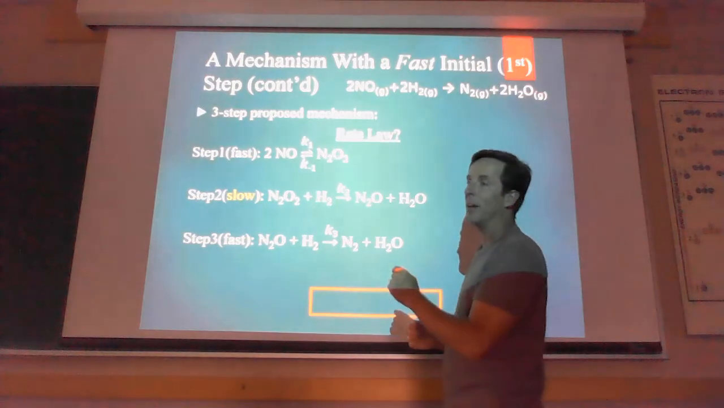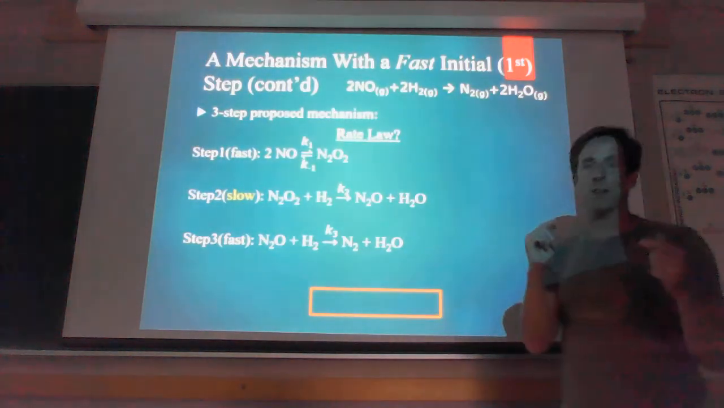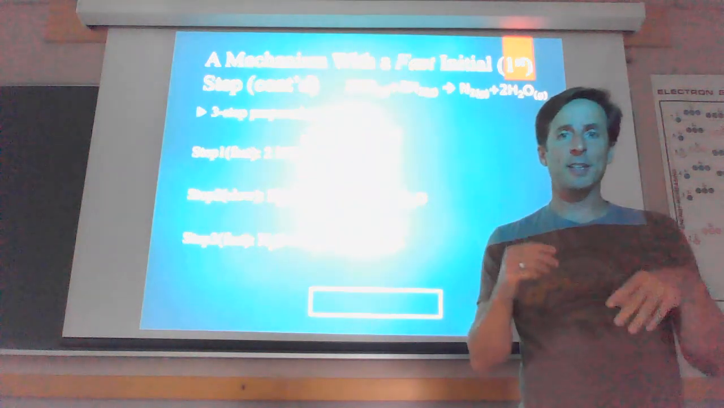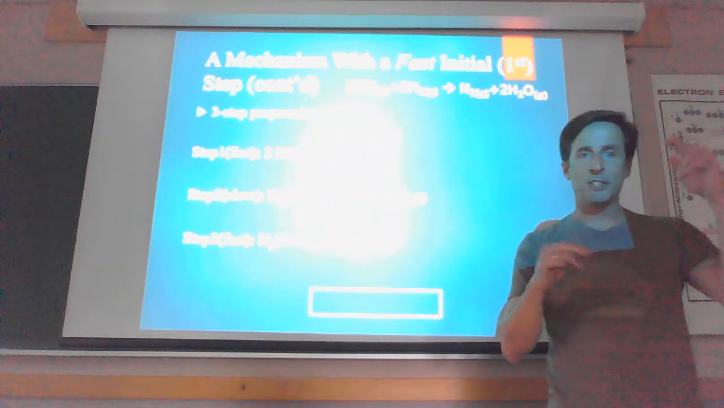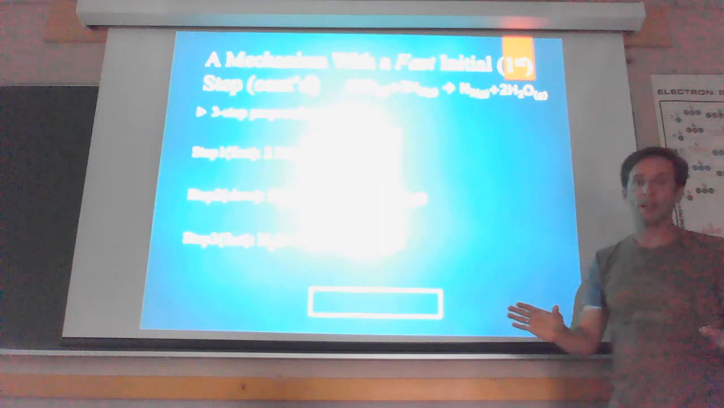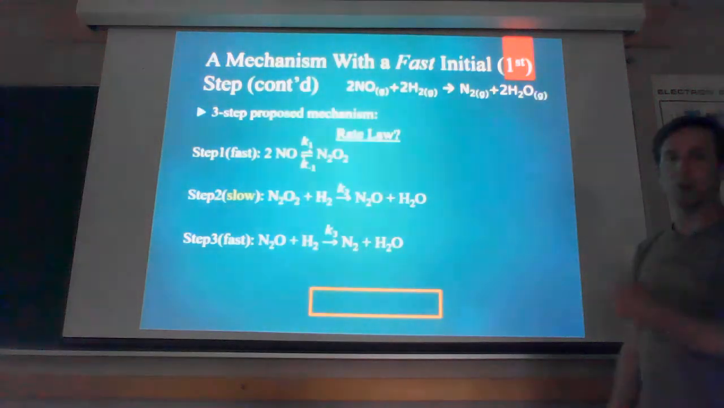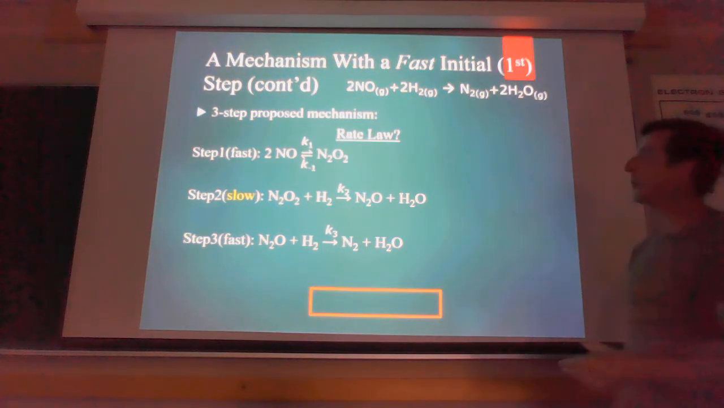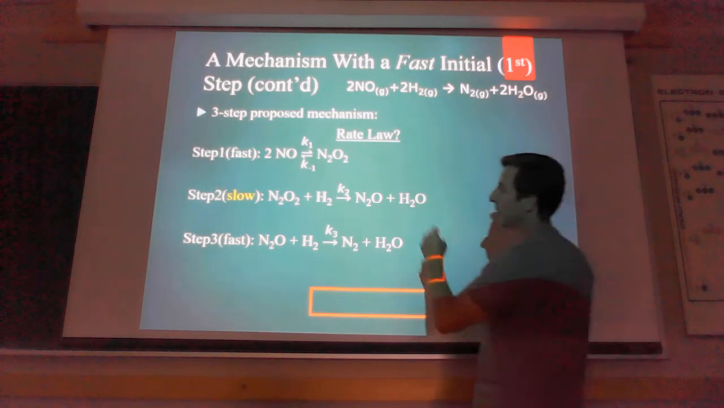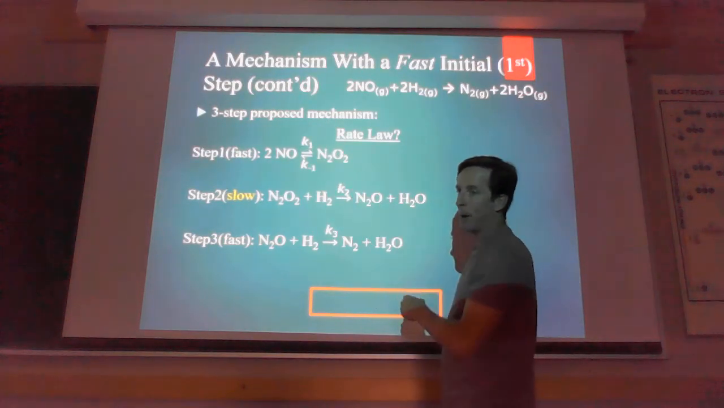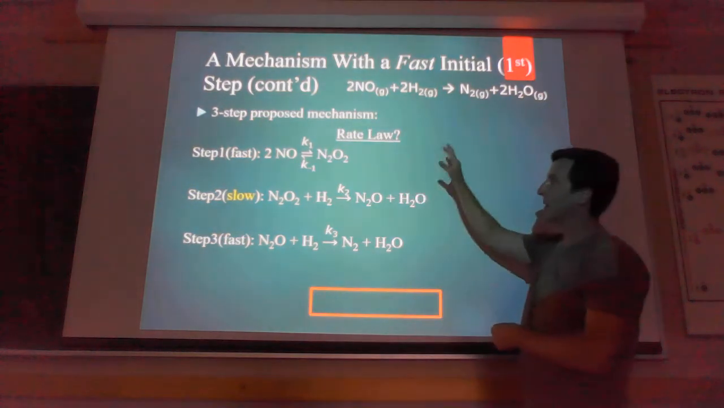Okay? Now, k1 and k minus 1 are not mathematically dependent on each other. Some people think that they're like inverses of each other or something like that. They're really not. Okay? They're just two different rate constants. k1 is for the forward reaction, k minus 1 is for the reverse reaction. But the reverse reaction rate law would be rate equals k minus 1 times [N2O2] to the first power. All right, so I can write both those rate laws.